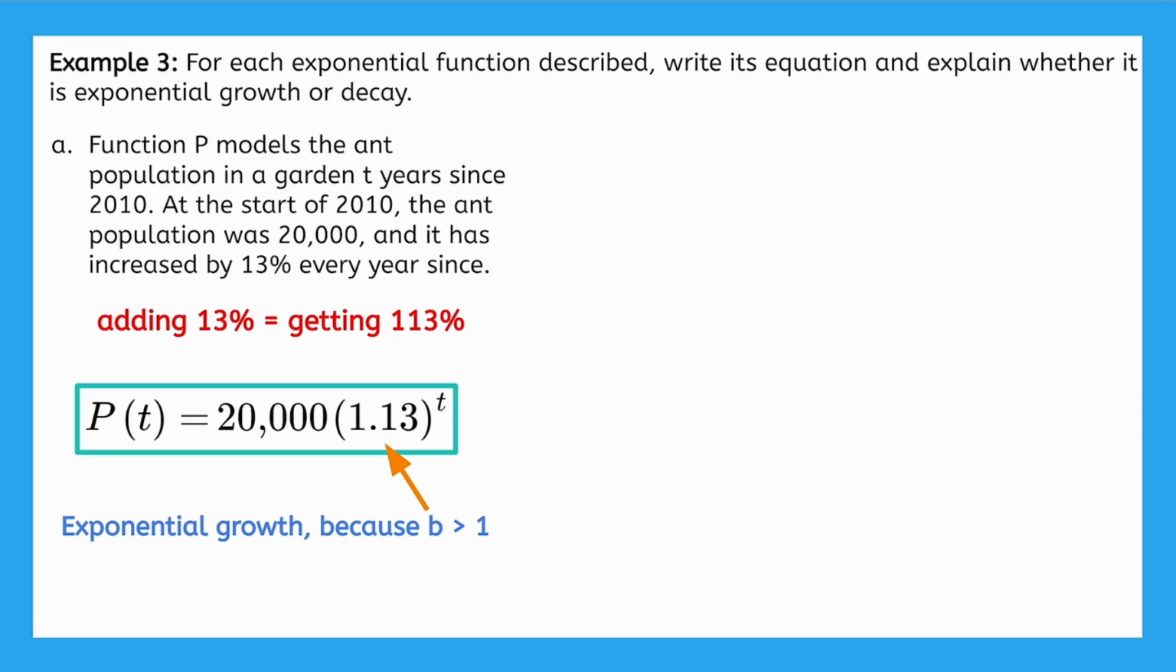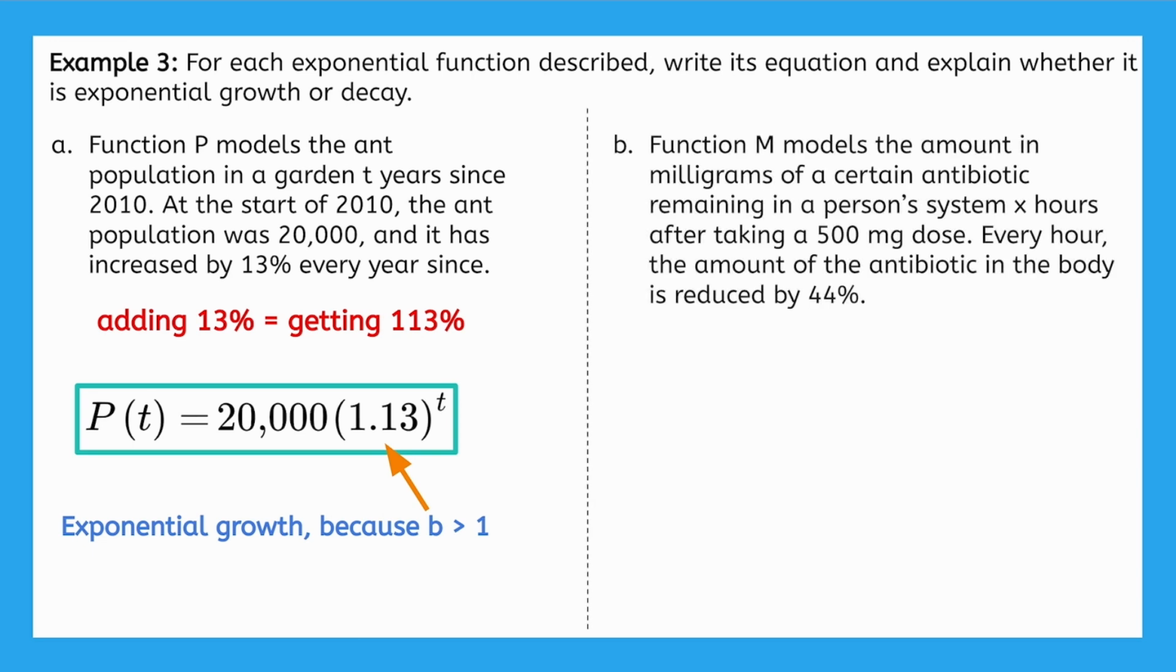Now let's look at the second situation. Function M models the amount in milligrams of a certain antibiotic remaining in a person's system x hours after taking a 500 milligram dose. Every hour, the amount of the antibiotic in the body is reduced by 44%. Here our input is x, and the output is M of x. The initial amount of the antibiotic is 500 milligrams, so the value of a is 500.